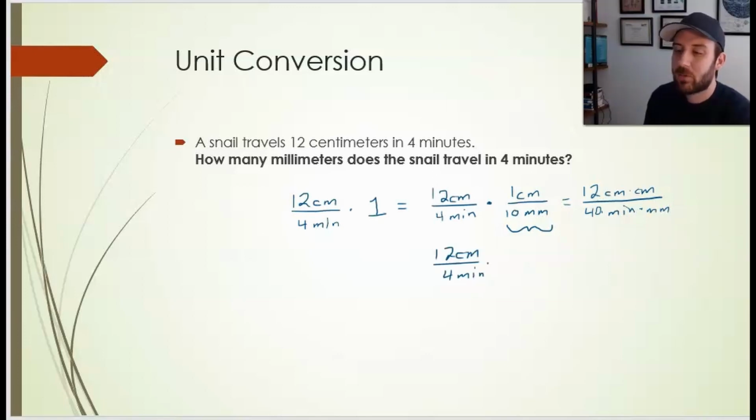Whenever this happens, we want to go back to looking at how we replaced that number 1. But instead of writing our number 1 as the 1 centimeter over 10 millimeters, we'll write this as our 10 millimeters over 1 centimeter, so that we can plan ahead for how those centimeters are going to cancel away, and we'll be left with our desired 120 millimeters per 4 minutes.